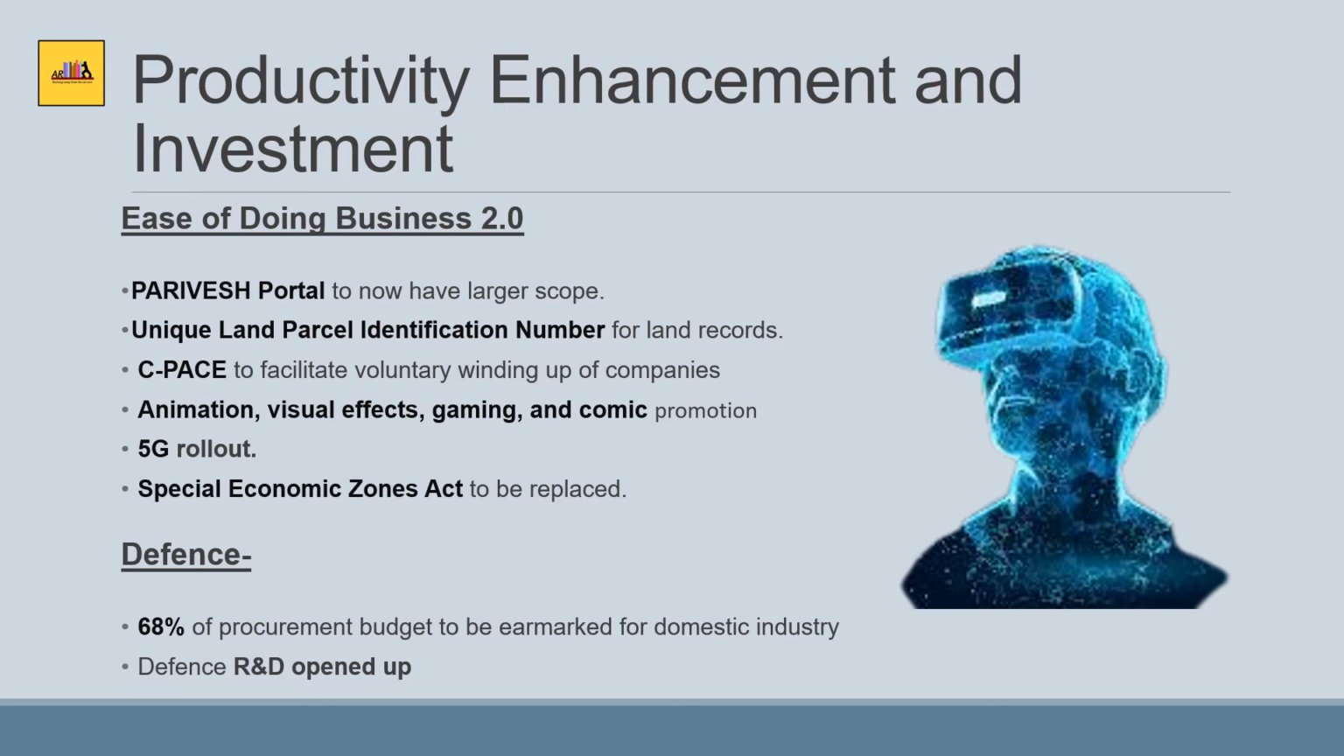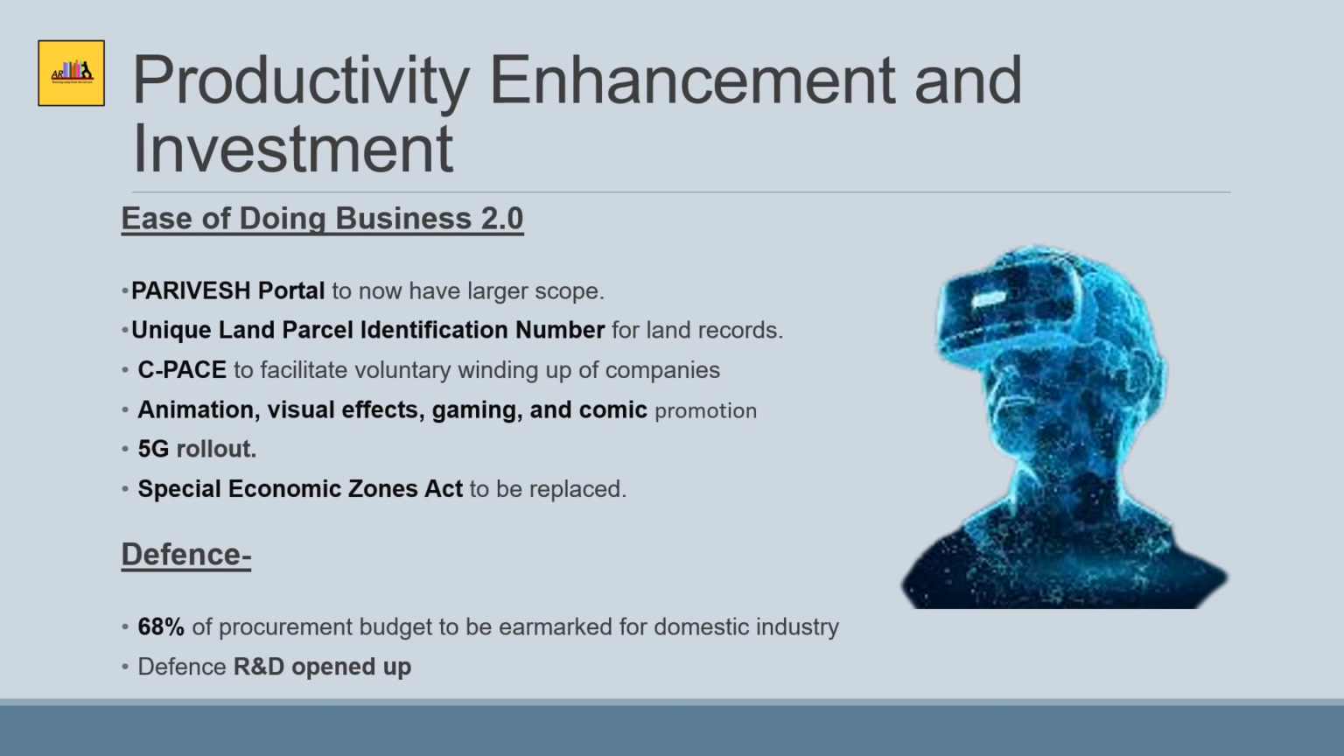Moving on to productivity enhancement and investment. For promoting the ease of doing business, many plans have been announced. One of them being the Parivesh portal. It helps getting environmental clearances, and it has been proposed that it will be expanded to have a wider scope. It has also been proposed that a unique land parcel identification number for land record management will be issued. CPACE will help companies wind up voluntarily.